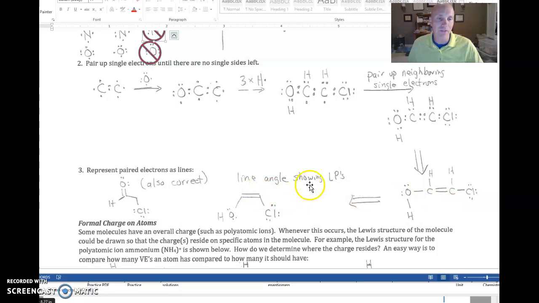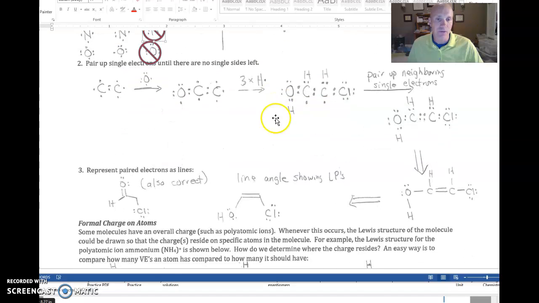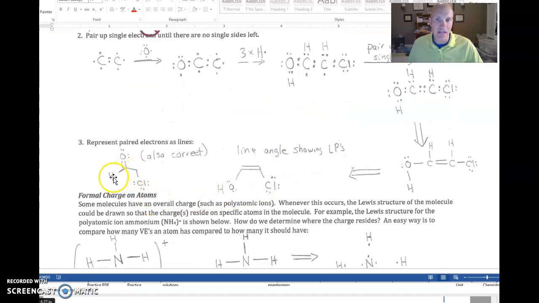And I wanted to point out that for this particular formula right here, there is another way that we could have correctly connected the atoms. All right, this is an acceptable Lewis structure for it, but this right here is also an acceptable Lewis structure.